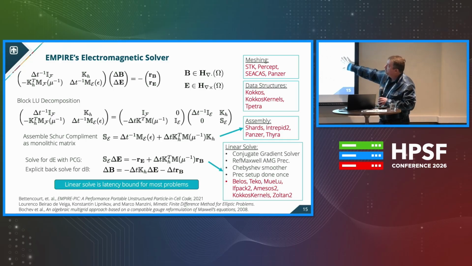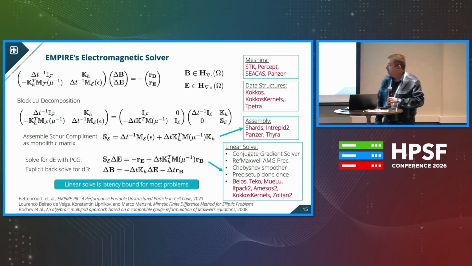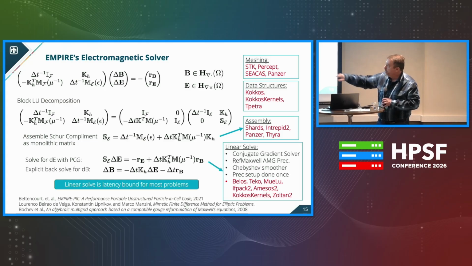So our linear solve, it's conjugate gradients. We use MueLu's RefMaxwell AMG preconditioner, Chebyshev smoother, and because the matrix is actually static and we just update the right-hand sides each time step, we're forming the preconditioner once and then just solving over and over and over again. So these are the packages that we use here. What we find is that most of our linear solves are latency bound for real problems.